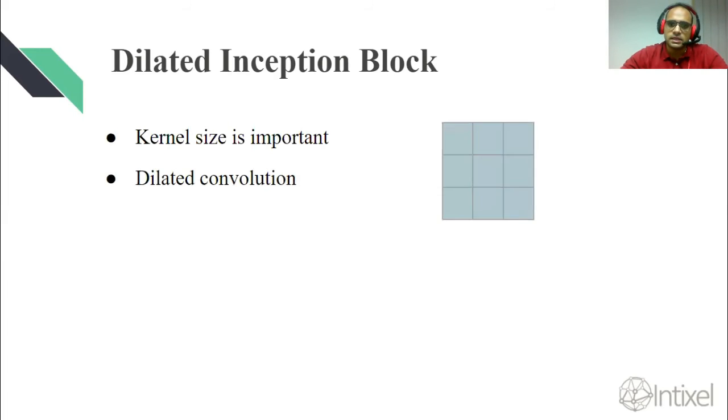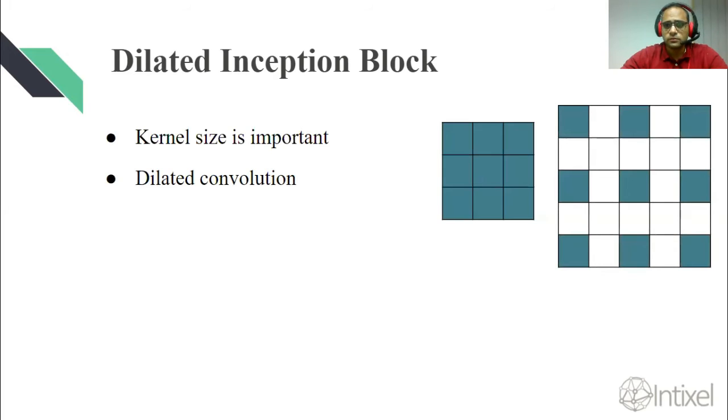Dilated convolution is a special type of convolution where we add holes between the kernel values. For example, here on the left we have a 3x3 kernel with dilation rate of 1. On the right we have a 3x3 kernel with dilation rate of 2. And the advantage of dilated convolution is that it can increase the field of view of the network without actually increasing the number of parameters.